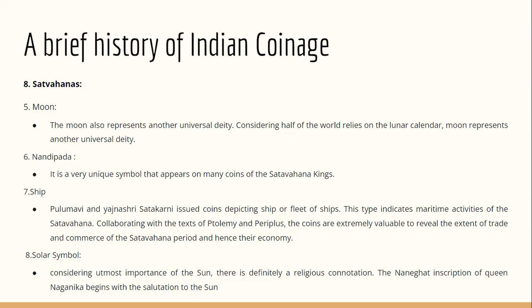Then we have the depiction of a ship. As I mentioned, we have coins of Pulayami and Yajnashri Satkarni depicting a ship or a fleet of ships. So this indicates some sort of maritime activities being carried out. And is time ka jo text bhi hai, it corroborates this.